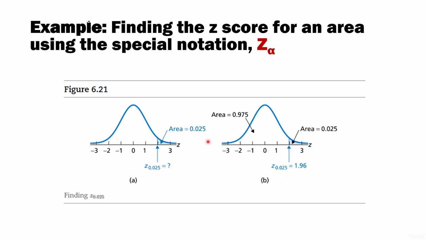Now, Table 2 has an entry for the area of 0.975, and you can use that to find the corresponding z-score of 1.96. Consequently, z-alpha 0.025 is equal to 1.96. Again, I encourage you to get your table out to make sure you understand where I'm getting those numbers from.